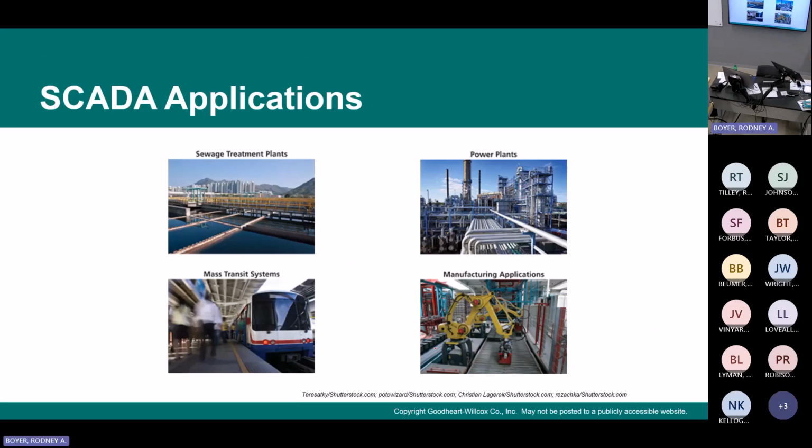SCADA applications: sewage treatment plant, power plant, mass transit, manufacturing applications. That's usually the automotive industry. They can keep track of which cars get which options and stuff.